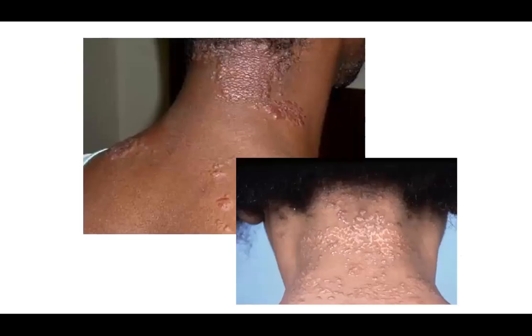So here you can see just some nondescript papules coalescing into plaques and nodules on the back of the neck. Sarcoidosis is a great mimicker of anything and everything in dermatology. And in fact, you can have morphologic presentations in sarcoidosis that mimic almost any other type of dermatosis.